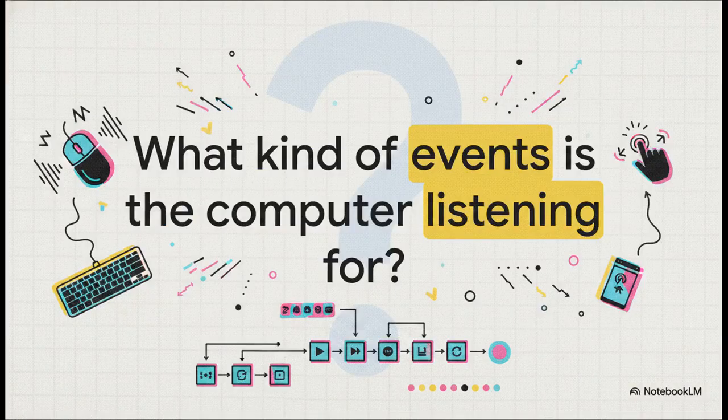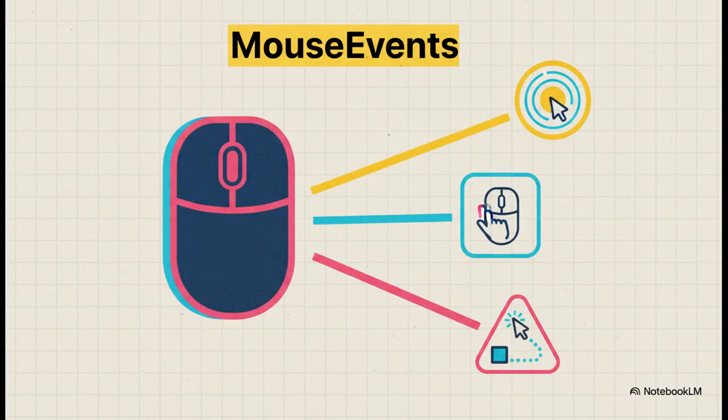Okay, so that brings up a really good question. We keep talking about clicks, but what else is the computer actually listening for? What other kinds of events are out there? Well, the most obvious one, of course, is the mouse event. But this is more than just a simple click. It's also when you press the button down, when you let it go, when you drag something across the screen. Every little movement and action your mouse makes can be its own unique event.